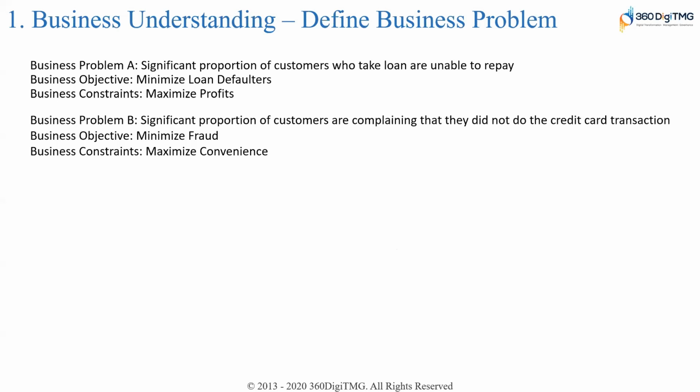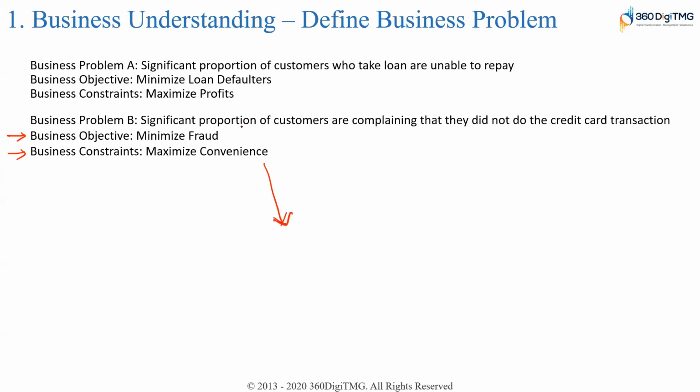Significant proportion of customers are complaining that they did not do the credit card transaction, right? So a significant proportion of people are saying that they have not done the credit card transaction. Someone else has done the transaction. So for this, the business problem would be: minimize the fraud. Obviously, it goes without saying, you try to minimize the fraud. That is the business objective. And when it comes to business constraint, you want to maximize the convenience.